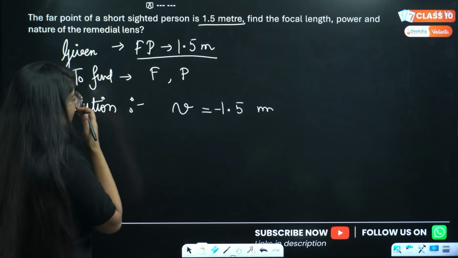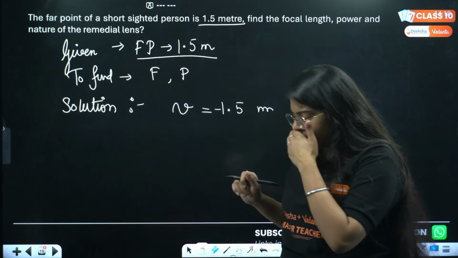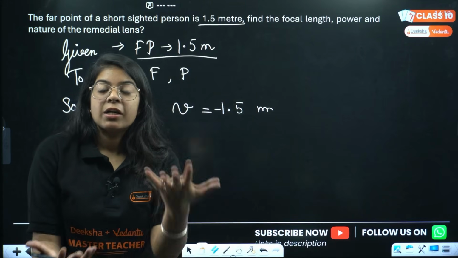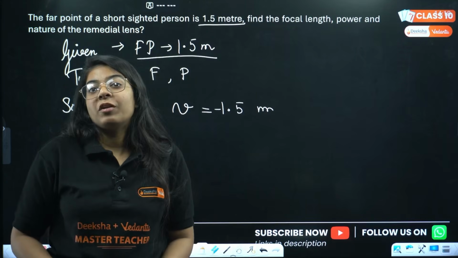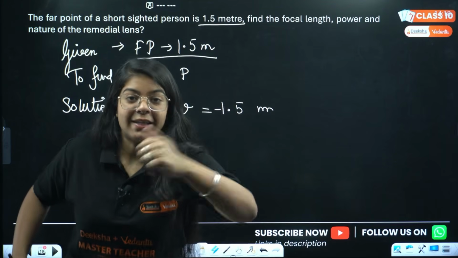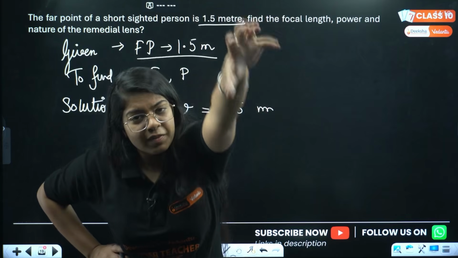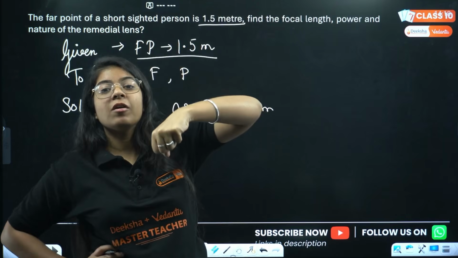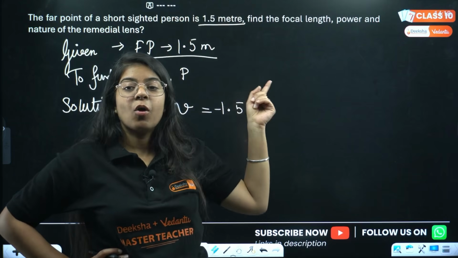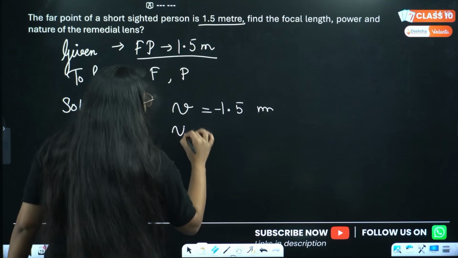So see, now U is not given. So what will be the U? What is the normal far point of a normal human eye? That is infinity. So what this lens is trying to do is make an image at infinity appear at the far point of that person, which is 1.5 meter. Okay, done. So u is infinity.